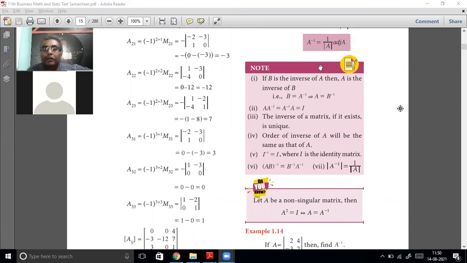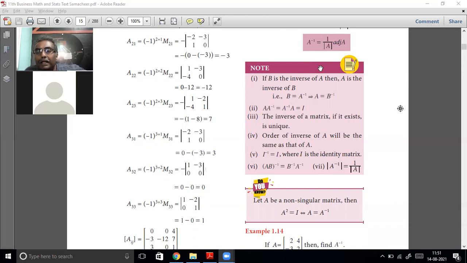Okay, we will do one inverse sum. If B is the inverse of A, then A is the inverse of B. That is important. B equal to A inverse means A equal to B inverse, that is correct. A into A inverse is equal to A inverse into A is equal to identity matrix. So any matrix multiplied by its inverse will give identity matrix, 1 0 0, 0 1 0, 0 0 1, and that is where we stop.